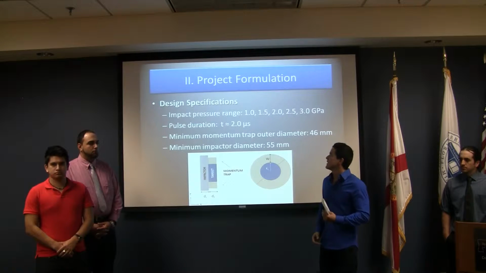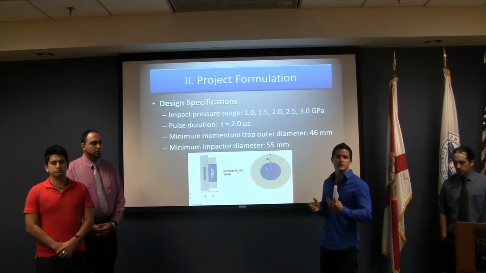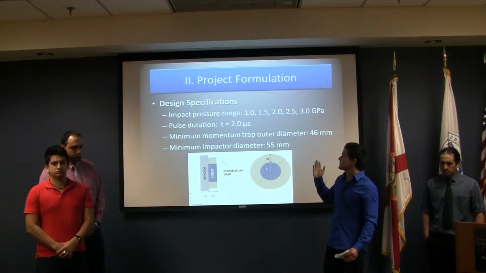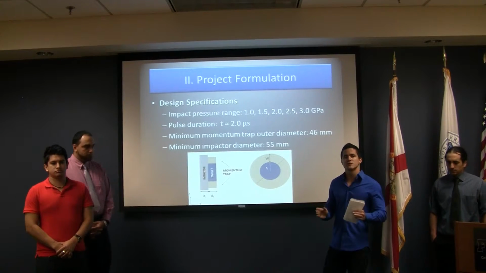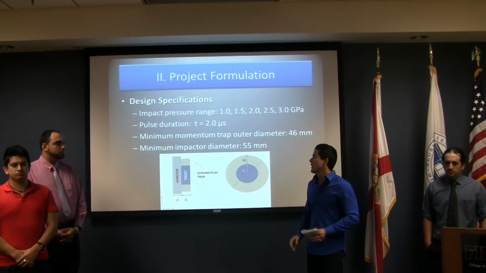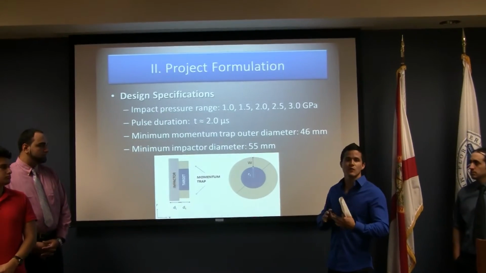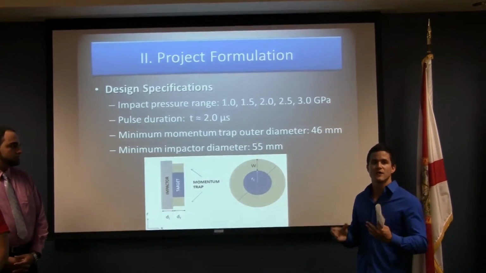For our particular design, we want to cover a range of impact pressures from 1 to 3 gigapascals, and we want to aim for a pulse duration of around 2 microseconds. The momentum trap that we're using must be large enough to avoid edge effects in the target.